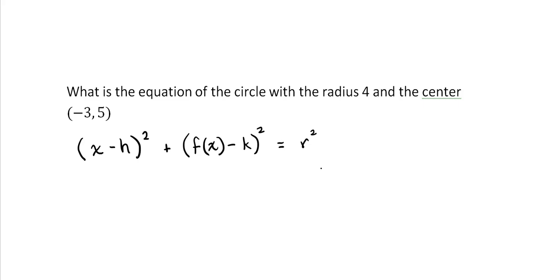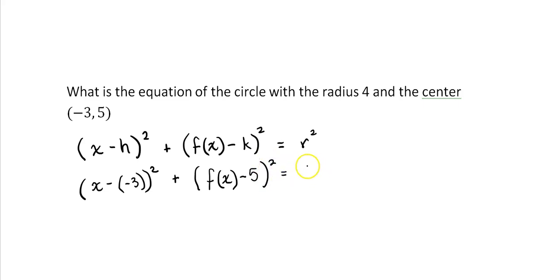All right, so I'm going to start substituting in. Here's my h, here's my k. So I'm going to have x minus a -3 squared plus, that is going to get me my f of x, or my y, whichever you prefer, minus 5 quantity squared equals, and here I'm going to put in the radius, which is 4 squared.